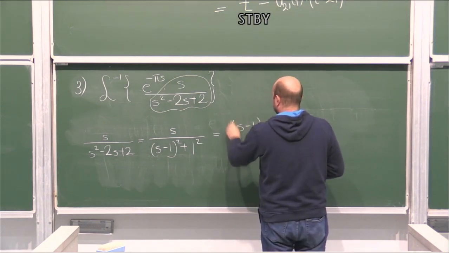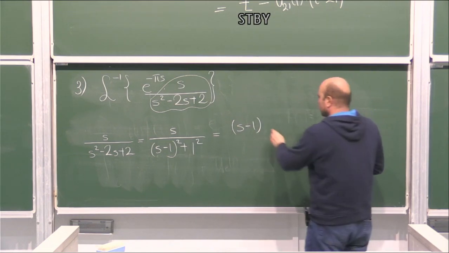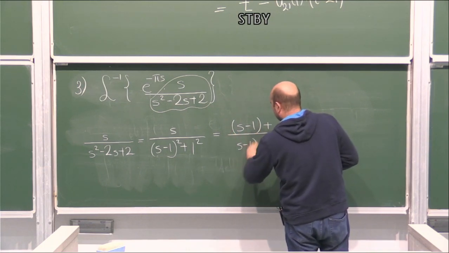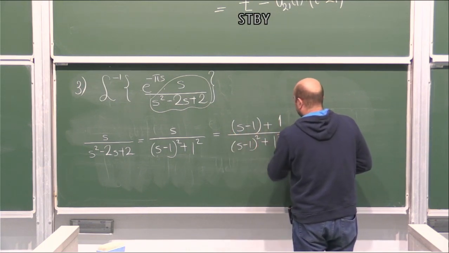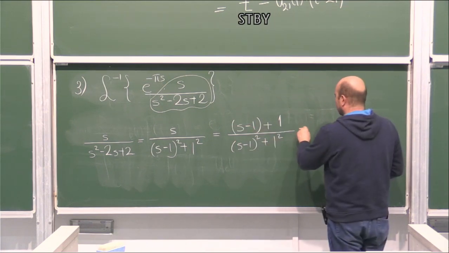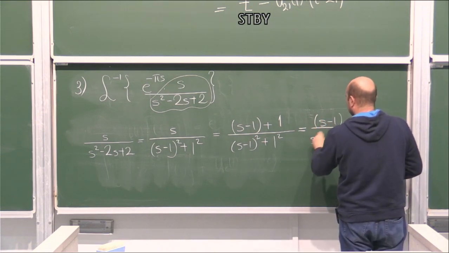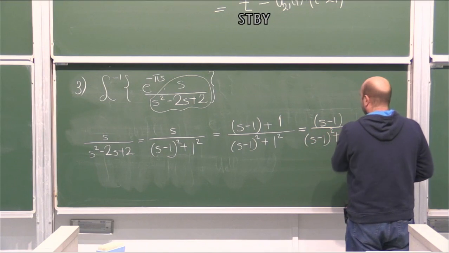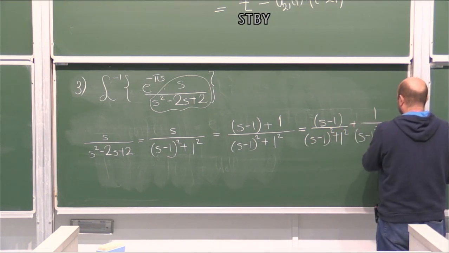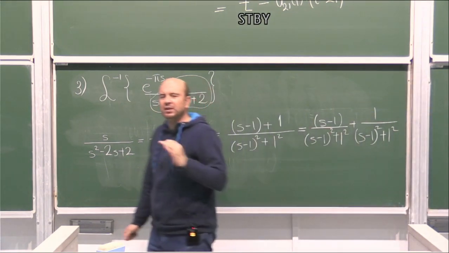So rather than writing s, I'm going to write s minus 1, but I cannot change the problem, so I have to add 1 here, so I get the same thing. (s minus 1) squared plus 1 squared. So now you see everything is written in terms of s minus 1. So you can now separate this: (s minus 1) over (s minus 1) squared plus 1 squared, plus 1 over (s minus 1) squared plus 1 squared. So in both terms, there is a shifting in the s domain.